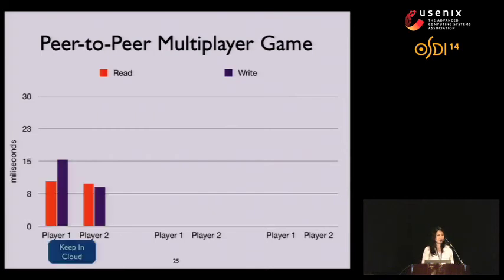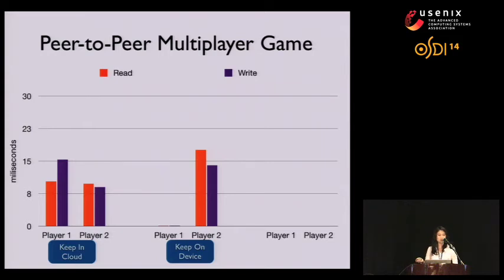So the first deployment manager we tried was keep-in-cloud, which just keeps this game board object on a cloud server. The latencies are pretty even here for both players and for both operations because they all have to go to the cloud server. The next deployment manager we tried keeps the game board Sapphire object on player one's mobile device. So you can see here player one is really benefiting from that deployment manager, but player two is suffering a bit.